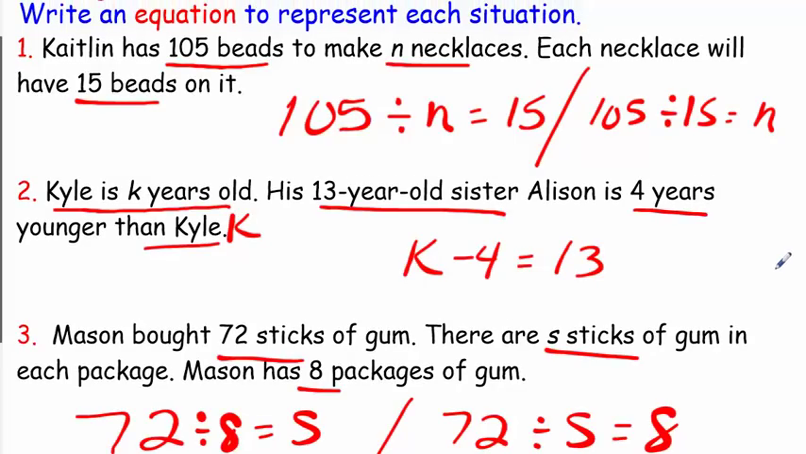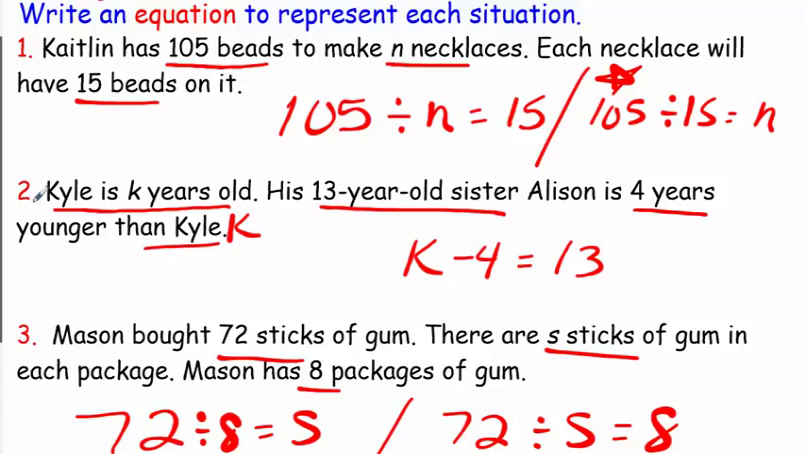All right, check out your answers here. Some of these were kind of tricky because they ended up being division problems. If you have division problems, you know you're starting off with your total. So I have 105 beads to make N necklaces, and they have 15 beads on each. So my total beads divided by my necklaces would give me 15 beads each. Or actually, this one probably makes more sense: the 105 beads divided by 15 beads is going to give me how many necklaces?